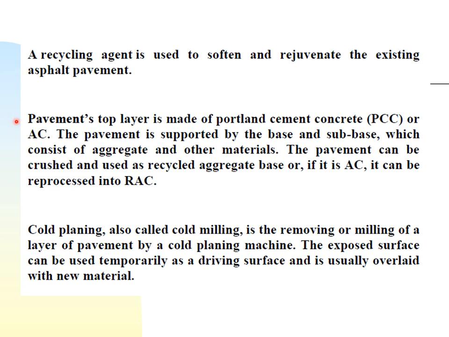A pavement's top layer is made of Portland cement concrete, PCC, or asphalt concrete. The pavement is supported by the base and subbase, which consist of aggregate and other materials. The pavement can be crushed and used as recycled aggregate base, or if it is asphalt concrete, it can be reprocessed into RAC. Cold planing, also called cold milling, is the removing or milling of a layer of pavement by a cold planing machine. The exposed surface can be used temporarily as a driving surface and is usually overlaid with the new material.